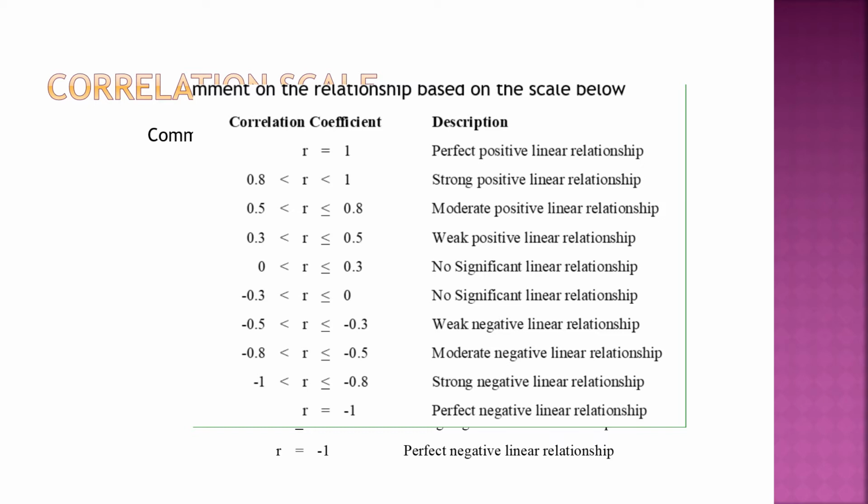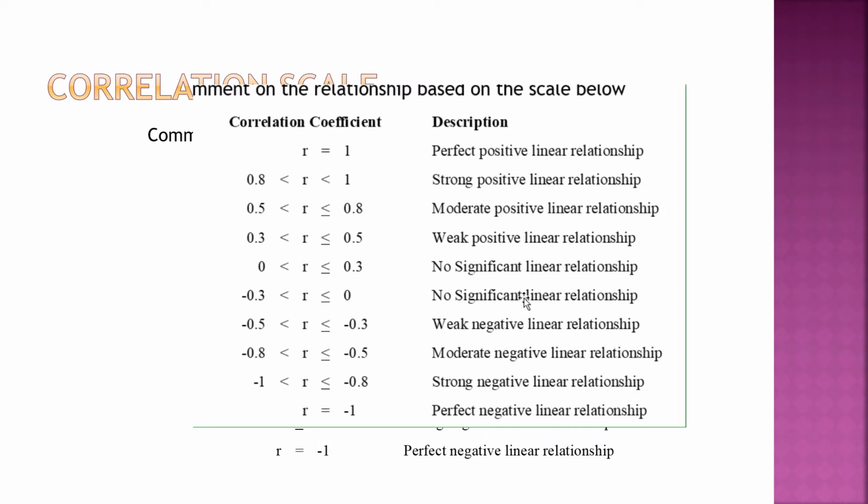Okay, so if you look at the correlation scale here, when R is equal to 1 exactly, then you know it's perfect positive. 0.8 to 1 is strong. So you just follow this scale. Okay, 0.5 to 0.8 is moderate. 0.3 to 0.5 is weak. 0 to 0.3 is no relationship. Okay, and then of course the same for the negative part.